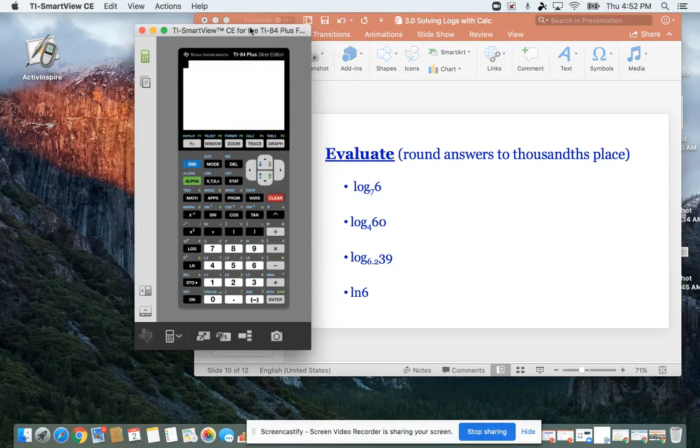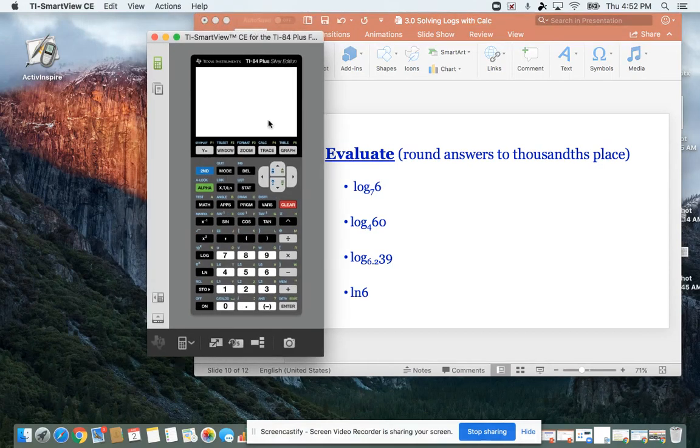I still want to show you guys. So that first one, I'm going to do log of 6 divided by log of 7. So that should be your answer to number 1, should be 0.921.